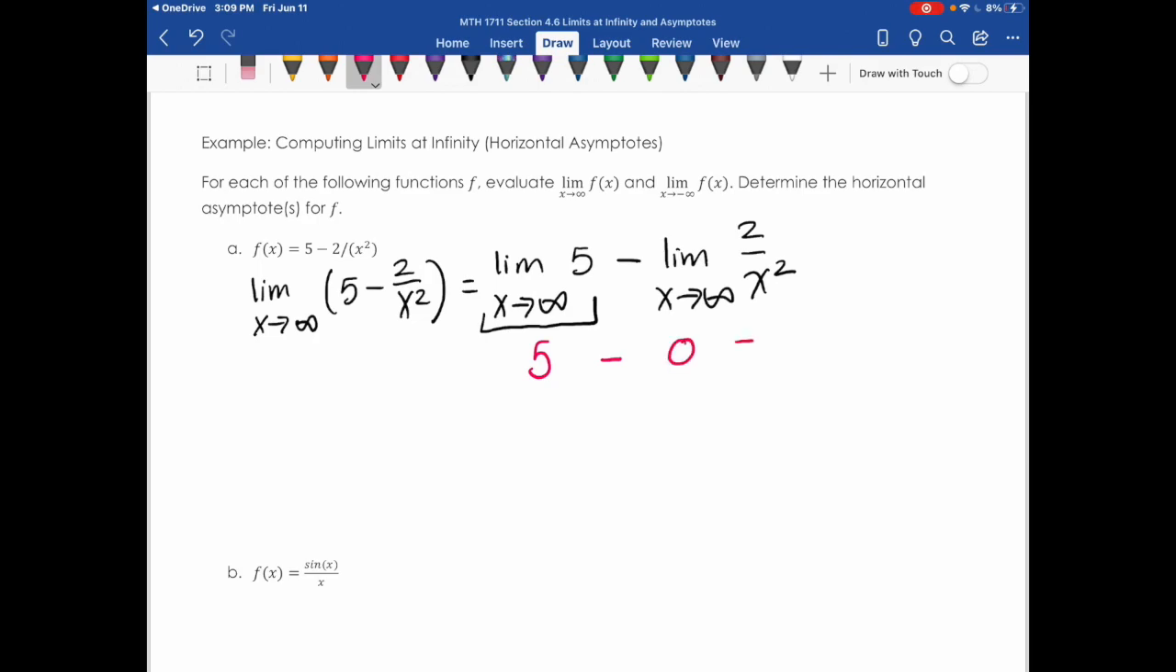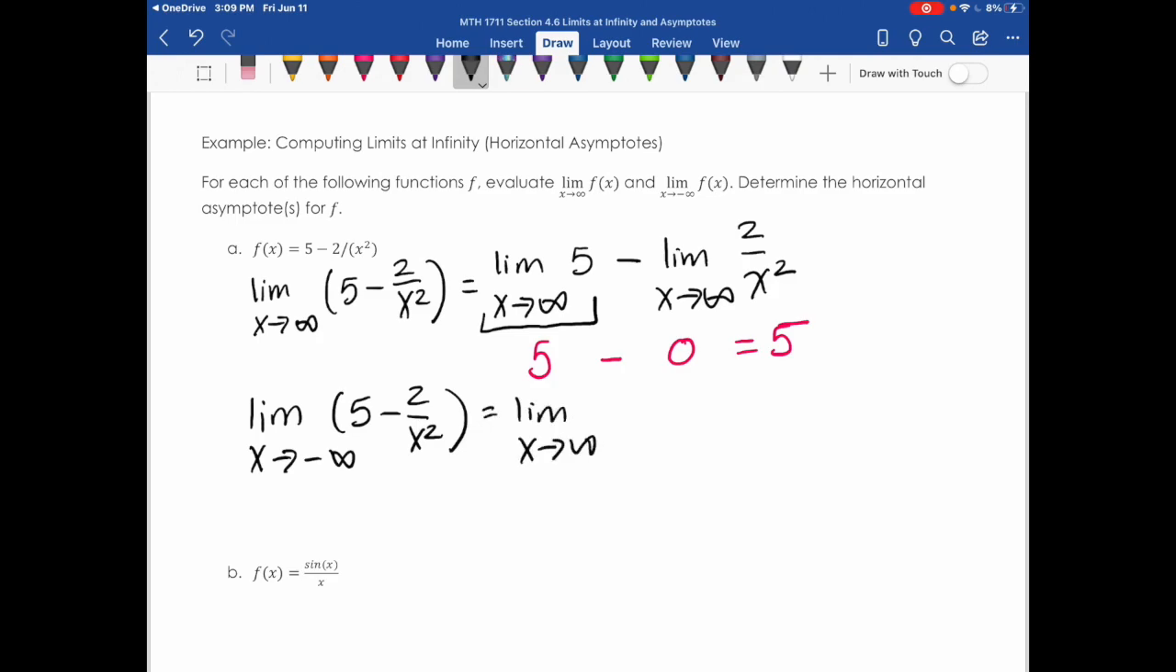approaches 0. So the limit as x approaches infinity of 2 over x squared, when that denominator gets bigger and bigger, that limit's going to be 0. So my answer is going to be 5. Now, if I do the same thing, but with negative infinity, I'm going to take the limit as x approaches negative infinity of 5 minus the limit as x approaches negative infinity of 2 over x squared.